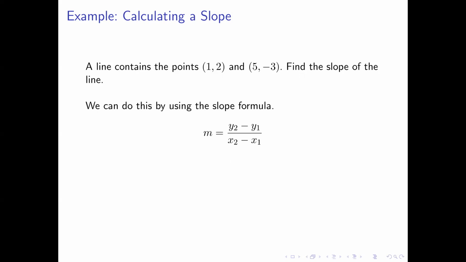So for y2 and y1, I'm going to plug in the y coordinates of our 2 points. These are the second numbers that appear in each of those ordered pairs. So I'll use -3 for y2 and 2 for y1. And then for the x values, x2 and x1, we'll plug in the corresponding x coordinates. Notice that 5 goes first because x2 here is paired up with y2. So we have 5 minus 1. At this point, the only other work is arithmetic. Just do a few calculations, and you end up with -5/4. That is the slope of our line.